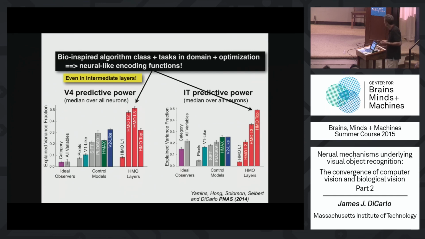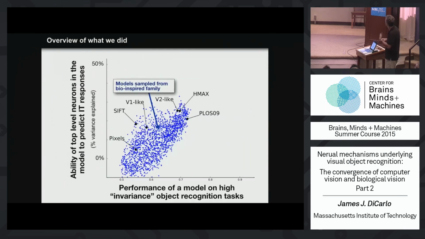And so if you take this back to the big picture, what did we do here? We have performance of a model on high invariance recognition tasks. We're saying this is what we've been trying to optimize. And what we noticed is that if you plot, these dots are samples out of that model family. These black dots are other control models that were in the field at the time. And this is the ability of the top level of any of the models to predict IT responses, the median variance explained of single IT responses. And you see there's a correlation here.